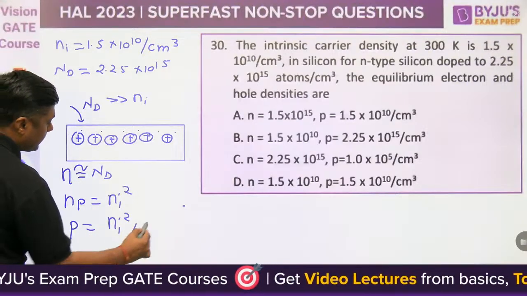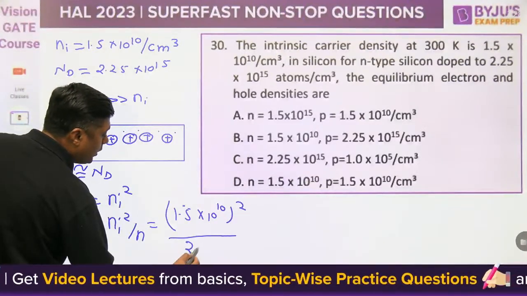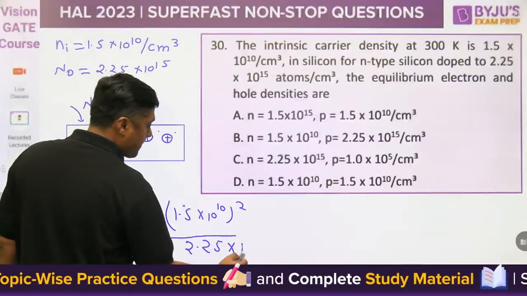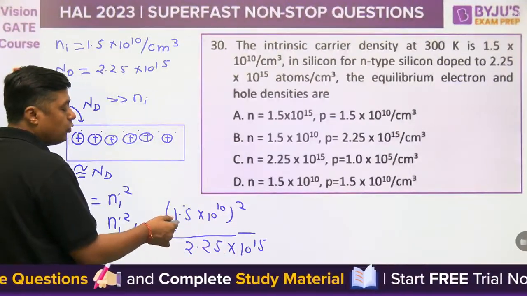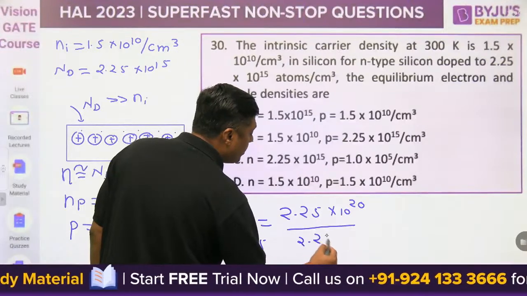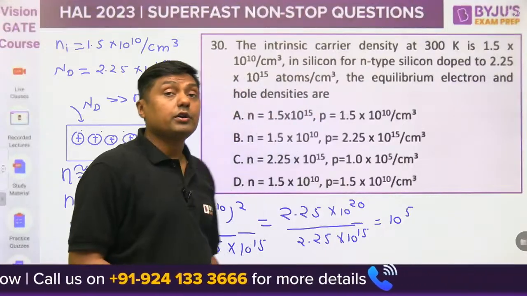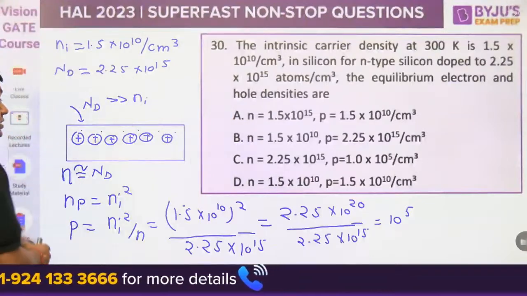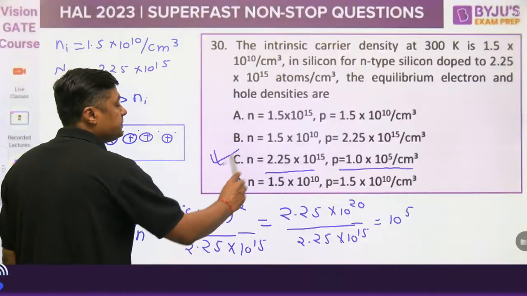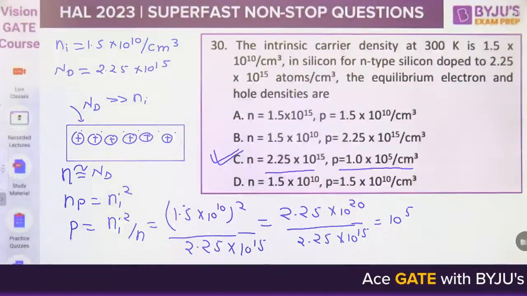Ni square by N. That is 1.5 into 10 raised to power 10, squared, upon 2.25 into 10 to the power 15. 1.5 square is 2.25, so it becomes 2.25 into 10 to the power 20 divided by 2.25 into 10 to the power 15. You will get 10 to the power 5. This is called the minority charge carrier. So the concentration of electrons is 2.25 into 10 to the power 15, and the concentration of holes is 1 into 10 to the power 5. C is the correct answer. We are just applying the mass action law. Yes, Bhanu, your answer is correct. Mass action law. C is the answer for this question.